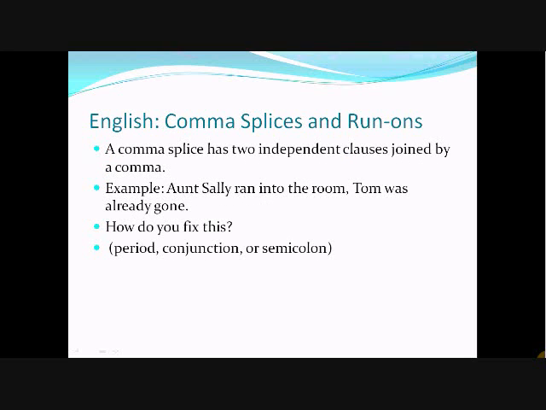Comma splices and run-ons. A comma splice has two independent clauses joined by a comma. Example: Aunt Sally ran into the room, Tom was already gone. How do you fix this? You could use a period after "Aunt Sally ran into the room." You could use a conjunction before Tom, such as "Aunt Sally ran into the room and Tom was already gone." Or you can use a semicolon, which is used to connect two independent clauses or two sentences that can stand by themselves.